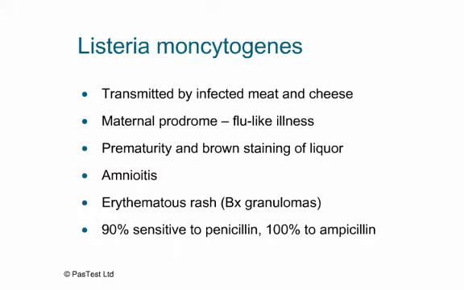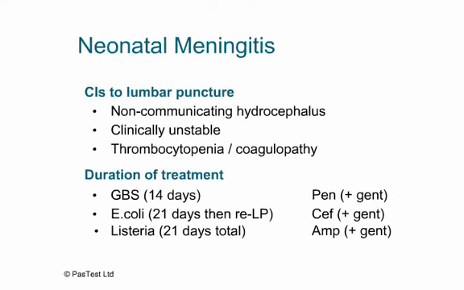Also, the babies have a characteristic erythematous rash, although this often presents after the baby has initially presented, and therefore is not always helpful for diagnosis. Biopsy of this rash shows granulomas. Although 90% of Listeria is sensitive to penicillin, 100% is sensitive to ampicillin. So this is why it's very important to add in ampicillin if Listeria is considered. In any sick neonate, it is essential to rule out neonatal meningitis.